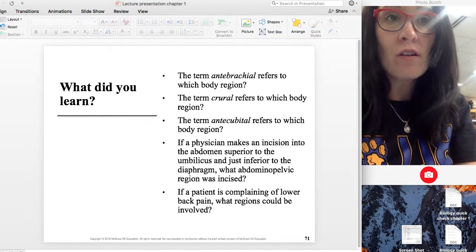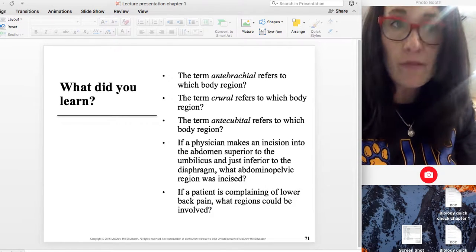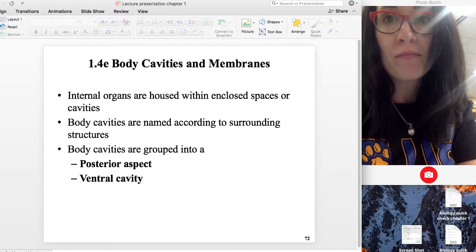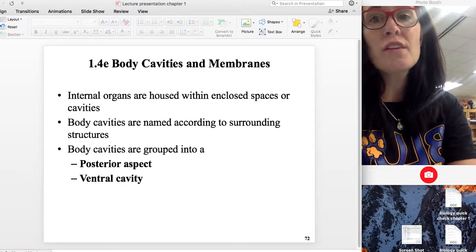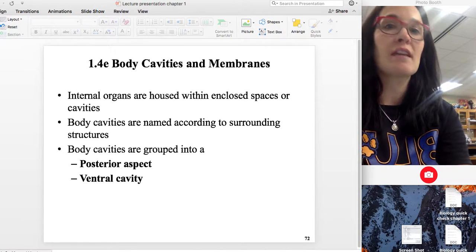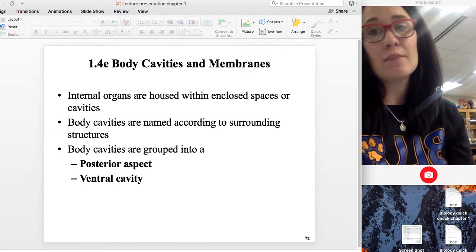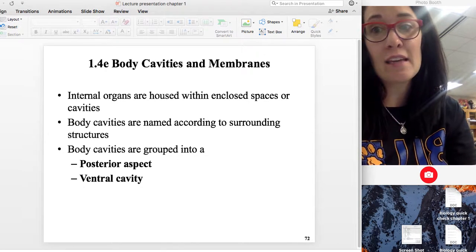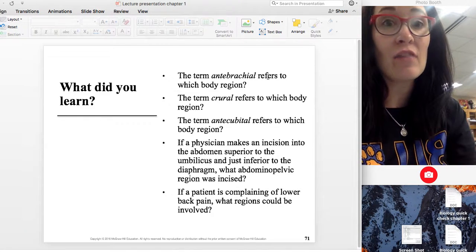So these are also in 1.4D in your textbook, and they go over the different regions, with questions associated with them. 1.4E. These organs in our body are housed within enclosed spaces called cavities, and we'll talk about that in part 3. So this is the end of part 2.